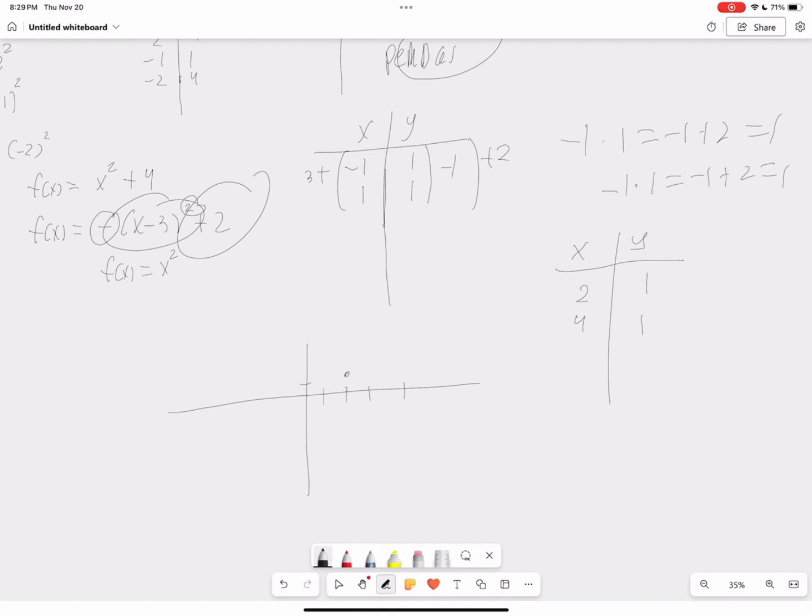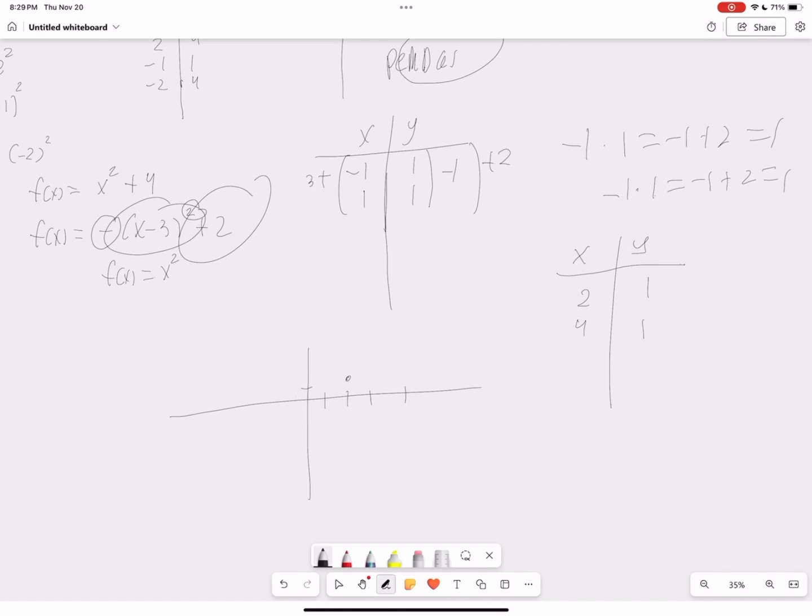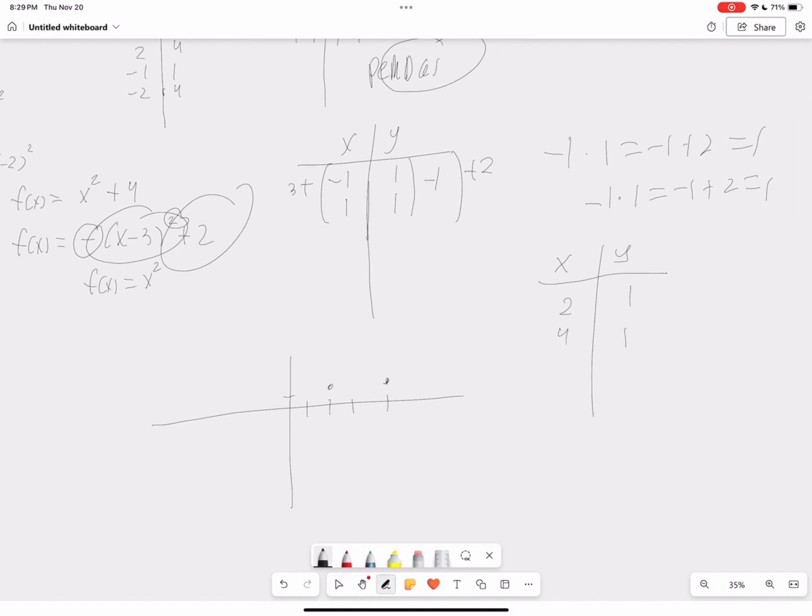Let me make sure. 3 plus negative 1 is 2, and then 3 plus 1 is 4, correct? And then negative 1 times 1 is negative 1, plus 2, that's 1. Okay, good. So this is what the graph looks like. Well, I think we need another point. Oh yeah, this makes sense. Sorry if I made a mistake.